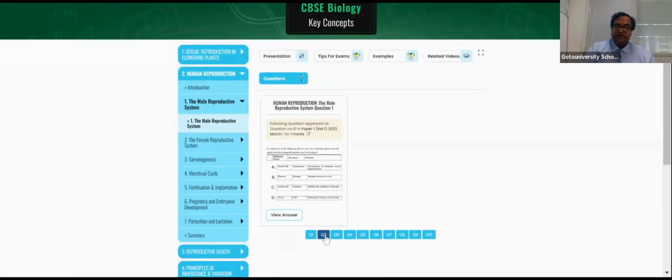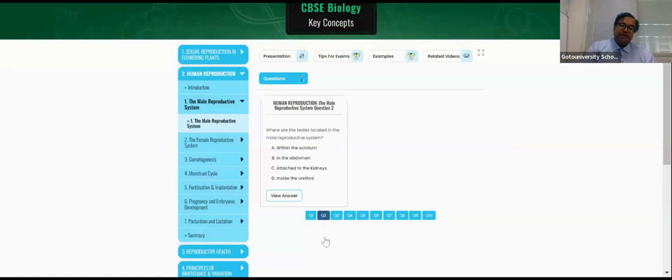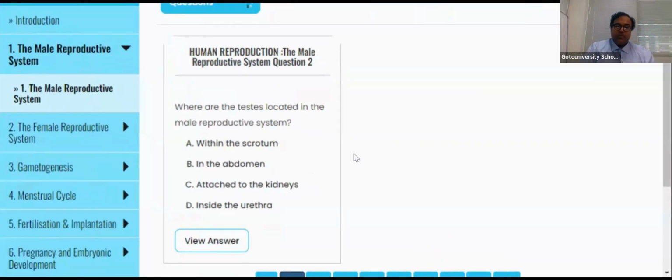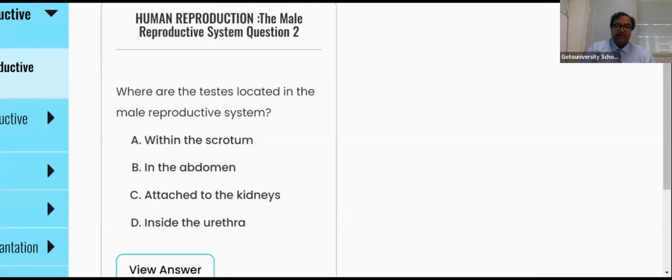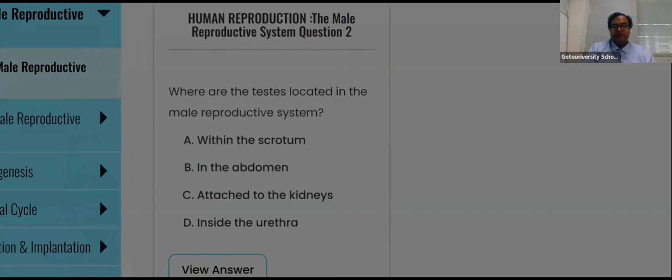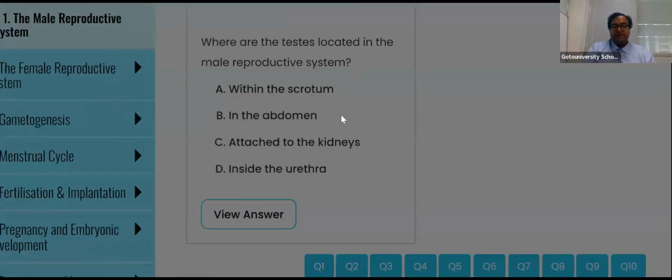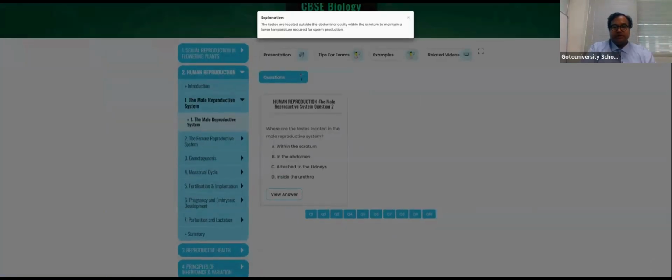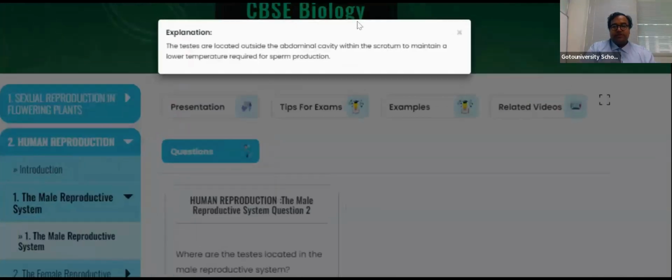So now we'll go for the question 2 discussion. In question 2, where are the testes located in the male reproductive organ? It is present inside the scrotum. Everybody knows very well it is present inside the scrotum. Yes or no? The testis is present inside the scrotum. So why should the testis be inside the scrotum?